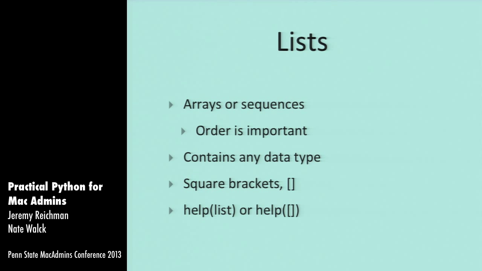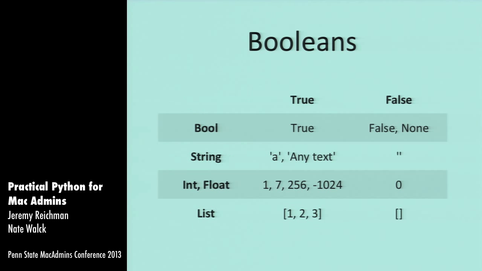So let's go on to lists. Try to get through this presentation. Lists are arrays or sequences. Order is important. The thing that comes first and the thing that comes second, you need to know which order things come in. Any two or three year old learns this, right? Who comes first, who comes last. Lists can also contain any other data type, and they're denoted by square brackets. This is one of the places where you just have to know that this is how Python does this. You can get more help on lists by doing help list or help and then the empty brackets, so nothing in between those square brackets. Those empty square brackets mean this is an empty list. That's an important concept. We're really referring to a list object there.